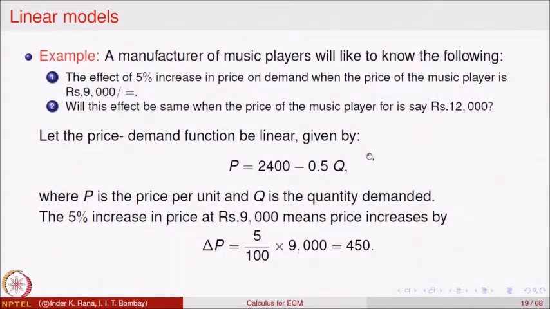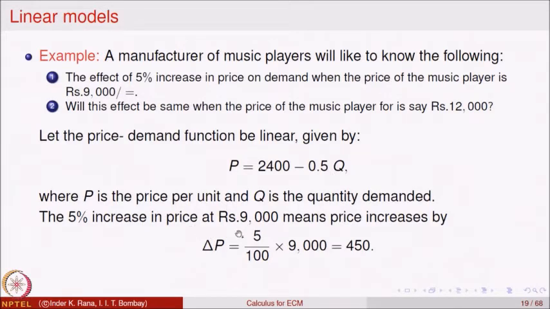How is that equation coming? We are not really at present interested in modeling. We know that the manufacturer says that this is the relation. So, P is the price per unit and Q is the quantity demanded. So, this is a linear equation in the variables P and Q. So, the price is a function of the demand Q.